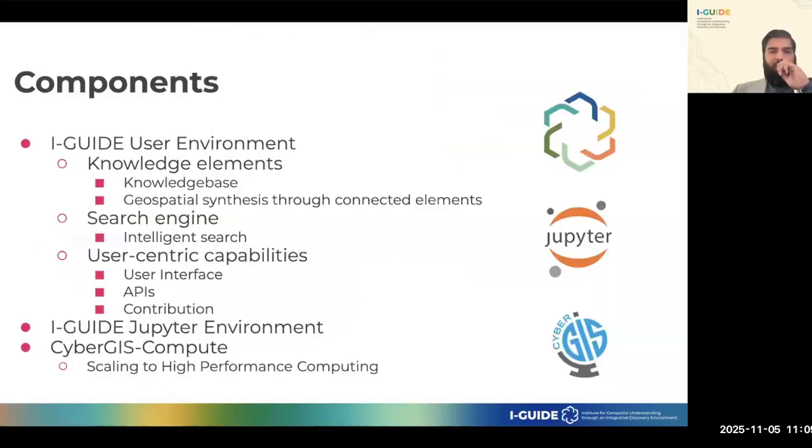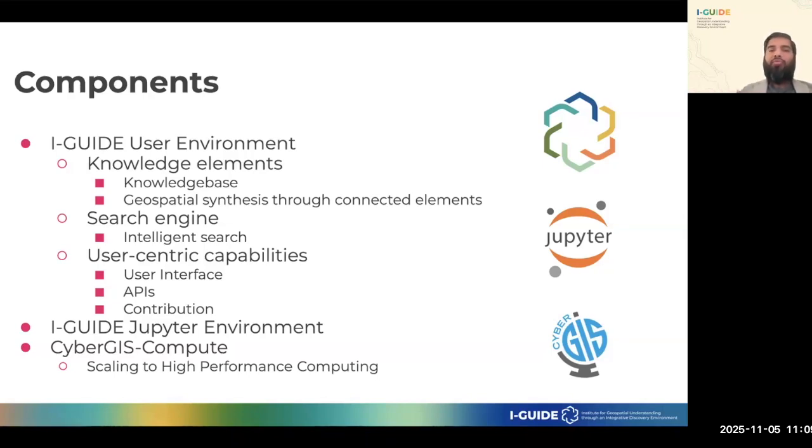So, without going into much of the details of the iGuide platform, this was just a very brief, high level overview of the major components of the platform. The iGuide platform at this time consists of three major components. The first one is the iGuide user environment. The second one is iGuide Jupyter, and the third one is an interface to high performance computing.